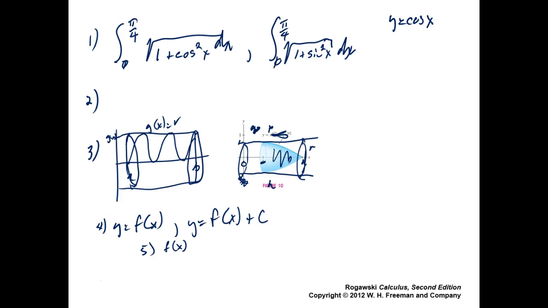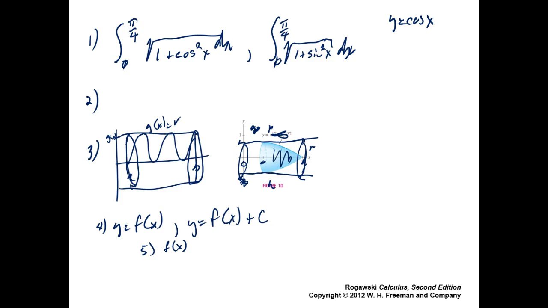If f prime of x, the minimum value it could be would be 0, right? And f prime squared would be 0, and 1 plus 0 would be 1. So the minimum value that could be is 1, because you're going to square f prime, so the minimum would be 0. And if you carried it out from there, you would get exactly 3.